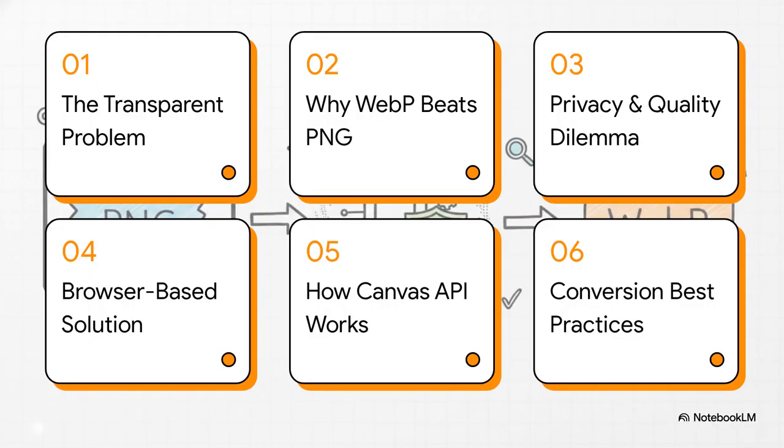Here's our roadmap for today's explainer. We're going to cover the transparent image problem, why WebP beats PNG, the privacy and quality dilemma, the browser-based solution, how the Canvas API actually works, and finally, some best practices for conversion.